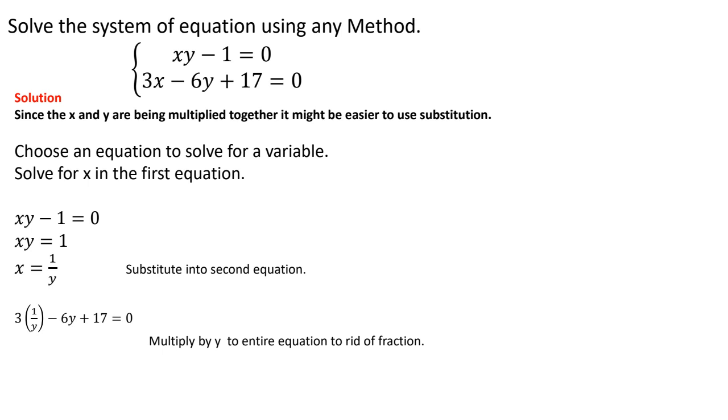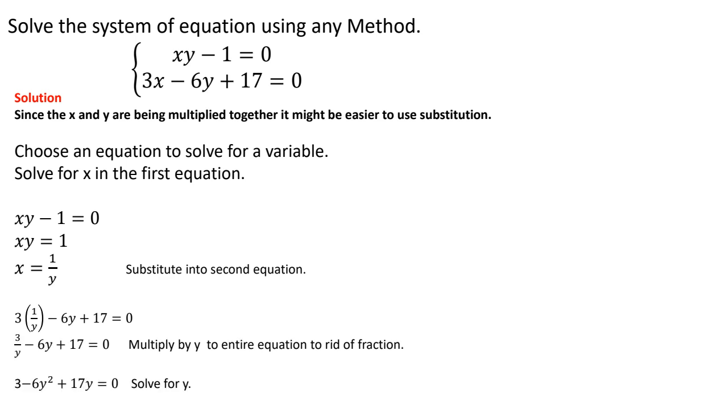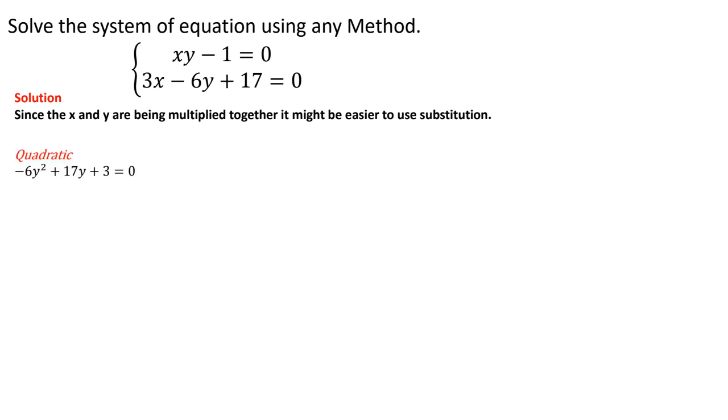All right, so we are going to get 3 times 1 over y minus 6 times y plus 17 equals 0. Okay, so let's go ahead and multiply the equation by y so we can get rid of that fraction. When I do that, I'm going to get 3 minus 6y squared plus 17y equals 0. I can rearrange it a little bit so it looks more like quadratic form, right?